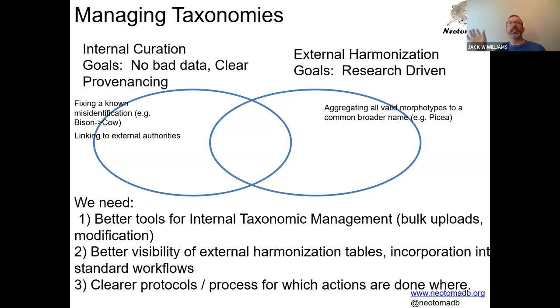So you're doing things with a research agenda behind it, and not every scientist would do the same thing, but these external harmonization tables are really needed as a part of the workflows. So in this space, we need better tools for the internal side, bulk uploads and modification. We need to make these external harmonization tables more visible so that for the ones being created now, we have a standard place for storing them. We need a standard way of integrating them into Neotoma R2 or other packages. And between these two, as Don and Allison were saying, we need better protocols and processes: what's managed where, what our protocols are for managing these things, and what's done in which spaces.